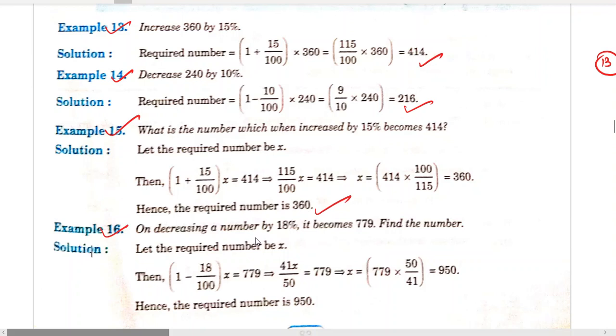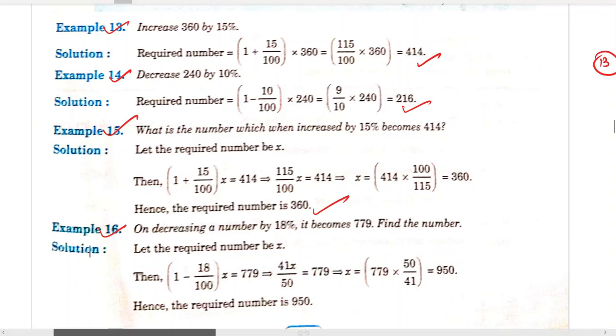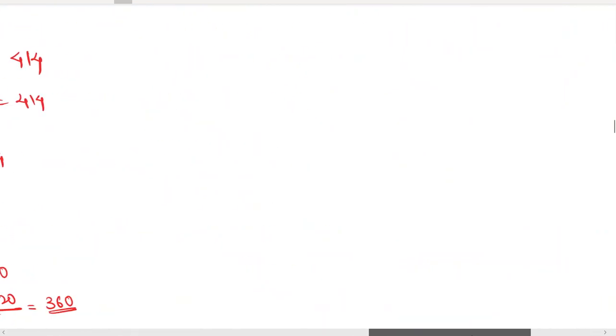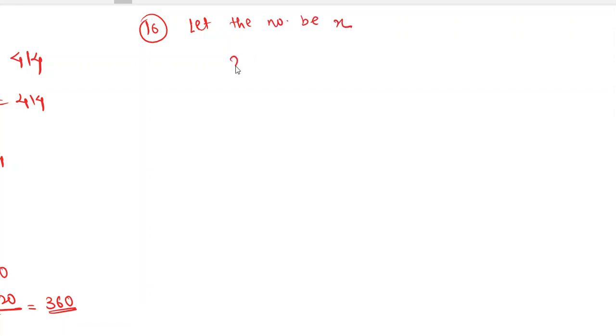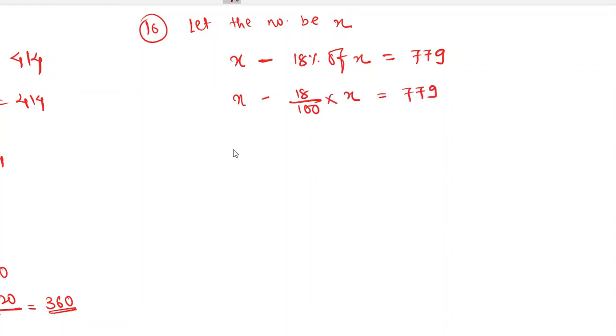On decreasing a number by 18%, it becomes 779. Find the number. Let the number be x. So on decreasing the number, x minus 18%, it becomes 779. So x minus 18 upon 100 multiplied by x is equal to 779. Right? So this will be, okay, here you have to take LCM.